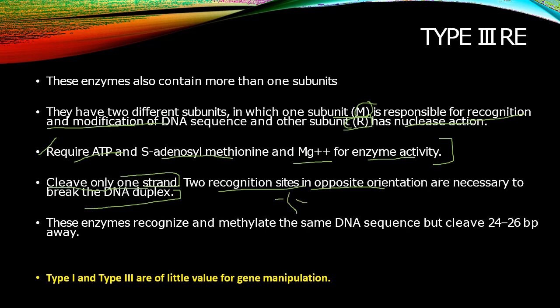So these enzymes recognize and methylate the same DNA sequences but cleave 20 to 26 base pairs away. Whereas type 1 and type 3 are of little value for gene manipulation, type 2 is the most important among the three restriction endonuclease enzymes.